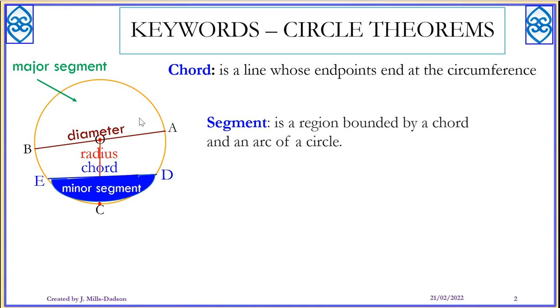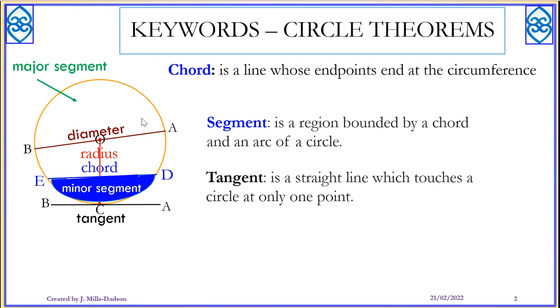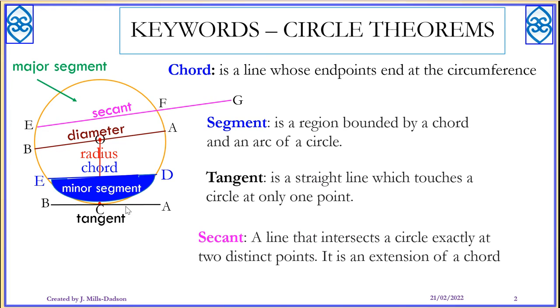It's called major segment. Then we have a tangent, a straight line that touches just a point on a circle. So BA is a tangent, touches the circle at point C. And the last keyword is a secant, which intersects the circle at 2 different points. So point E and point F.